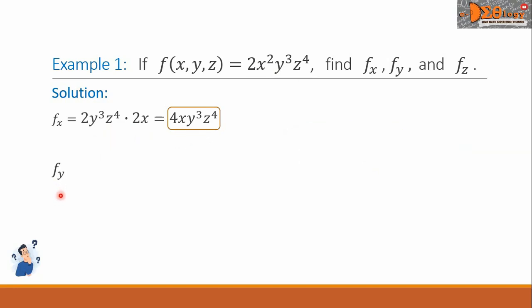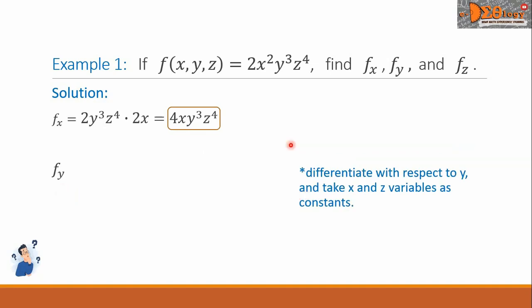Next is f sub y, partial derivative of f with respect to y. So we are going to differentiate this function with respect to y, meaning the x and z are taken as constants. So the derivative is 2x squared z raised to 4 times the derivative of y cubed, and that is 3y squared. Simplifying this, we have now 6x squared y squared z raised to 4. This is our answer.